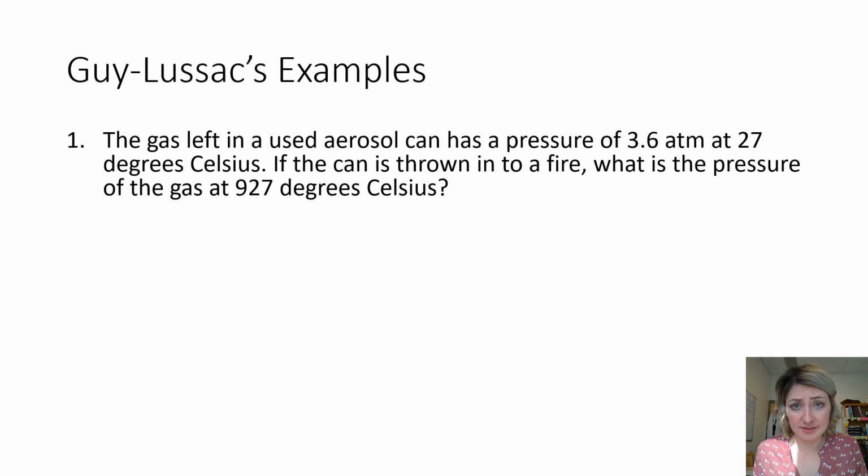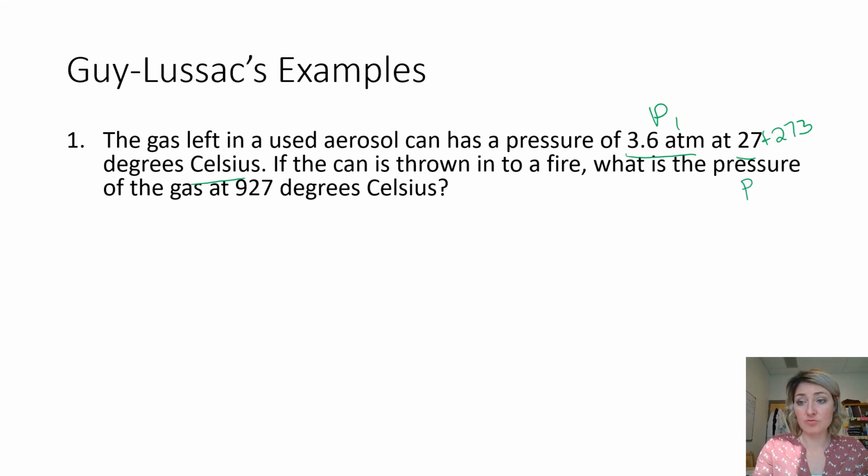All right, let's approach this as if we don't know it's a Gay-Lussac example problem so we can figure out which problem to use. All right, so the gas left in a used aerosol can has pressure of 3.6 atmospheres. That's an initial pressure. At 27 degrees Celsius. I'm going to have to add 273 to that later. If the can is thrown into, oh my God, do not ever throw full cans or partially full cans of aerosol into a fire. That is incredibly dangerous. What is the pressure of the gas at 927 degrees Celsius?